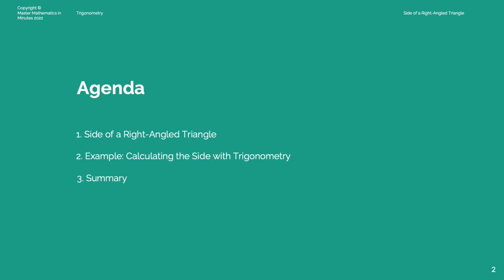Today's topic is about how to calculate the side of a right angle triangle. We'll cover a couple examples on how to calculate the side with trigonometry, and we will conclude the topic with a summary.